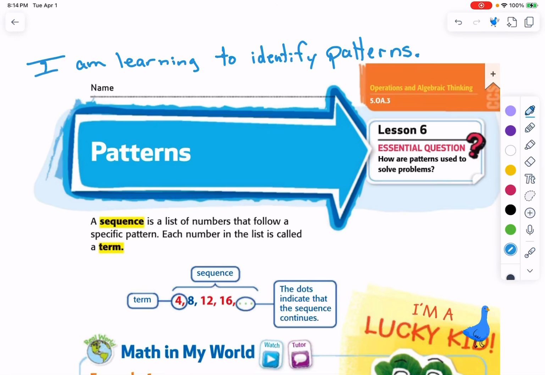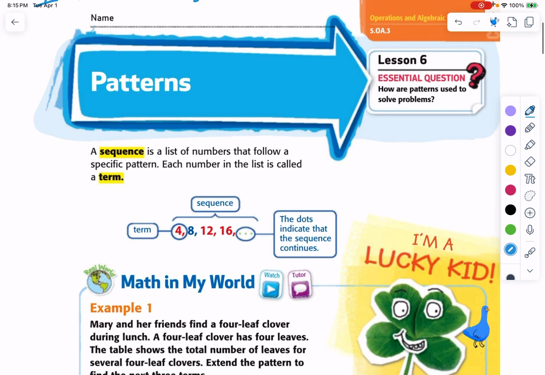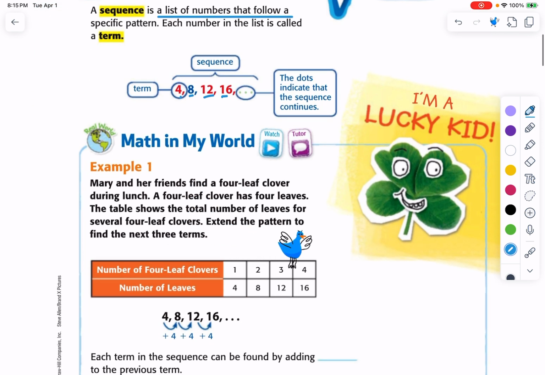Hey, fifth graders. This week we are in lesson 6, and we're learning to identify patterns in order to establish sequences. A sequence is a list of numbers that follow a specific pattern, and each number in the list is called a term. So, 4 is a term, 8 is a term, 12 is a term, and 16 is a term in this sequence. Let's take a look at the first problem.